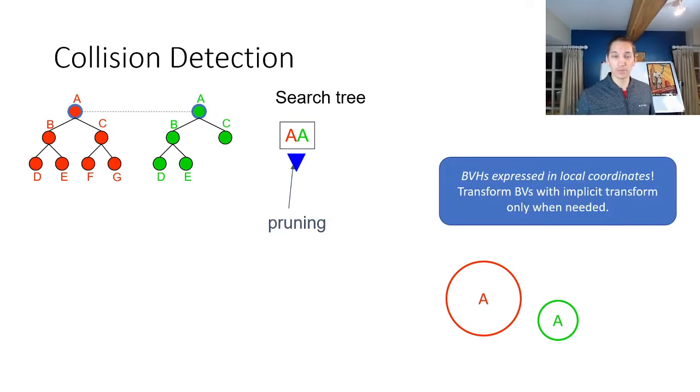One note to be aware of is that we're not going to actually transform the entire trees, because that would be expensive. Instead, because we're expressing these bounding volume hierarchies in local coordinates, we're only going to transform the bounding volumes with the implicit transforms of the objects when needed. For each of these tests, we'll do that transform. Hopefully we won't have to do this transform for all of the bounding volumes and all of the underlying geometries inside the volumes.